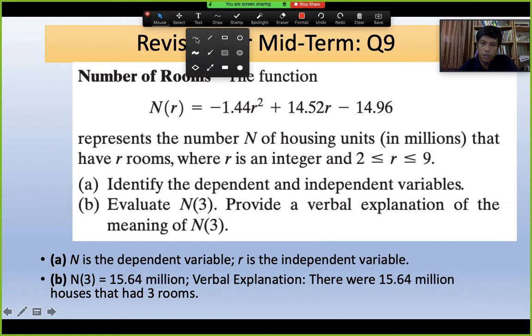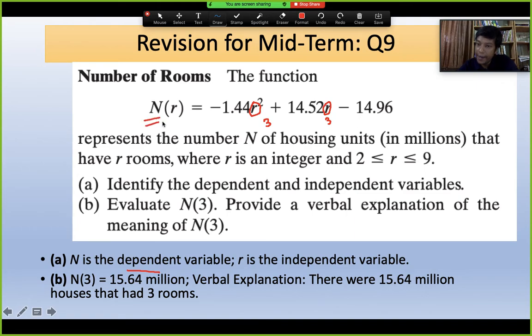So independent variable means the variable which does not depend on any other things. It takes the value itself. And dependent variable means the variable which depends on something else. In this case, this r is the independent variable. The value of r we can choose. Say the value of r is 3, suppose. Then we can put 3 here and 3 here and do some calculation, and then we will get some answer from the calculation, which is the value of n.